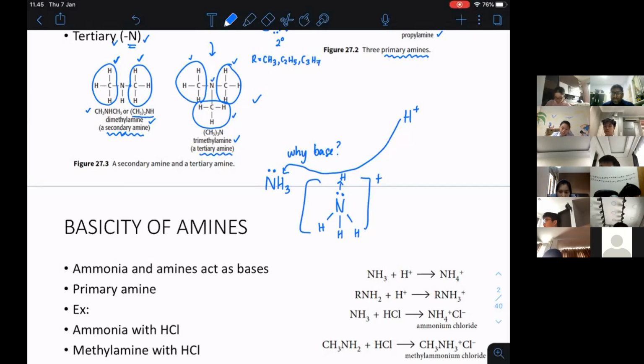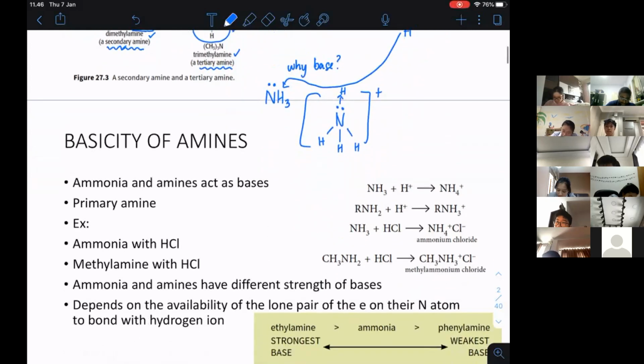So what is coordinate dative bonding? It is a special type of covalent bonding. They are still sharing, so they are not donating the electrons like ionic. But the arrow tells us that the electrons are moving towards the H plus. So in order for something to act as a base, it must be readily available to share its lone pair to form dative bonding. So if you look over here, ammonia is a base.